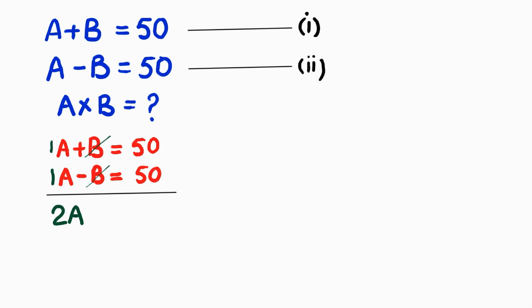So 2a will be equal to 100. So the value of a will be 100 divided by 2. So the value of a will be equal to 50.